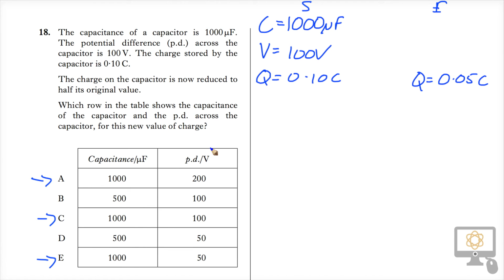Right, so the potential difference. So what happens to the potential difference? Well, I'm just going to write over here that the capacitance is the same as it was before, 1000 microfarads. And we're trying to find out what the new potential difference is. So there's two ways to think about this problem. One is to use the equation, which is Q is equal to CV, i.e. the relationship between charge, capacitance, and voltage.